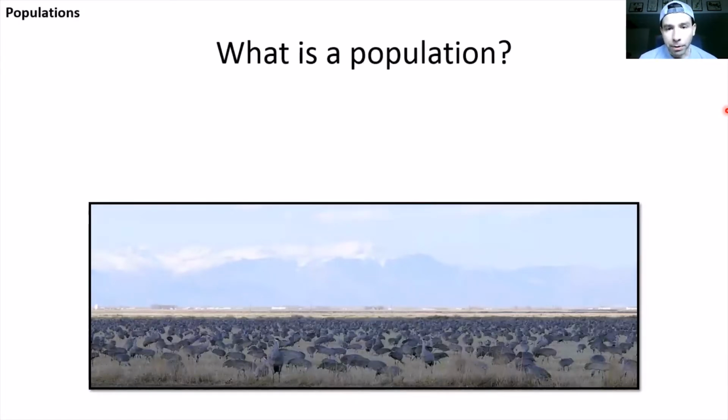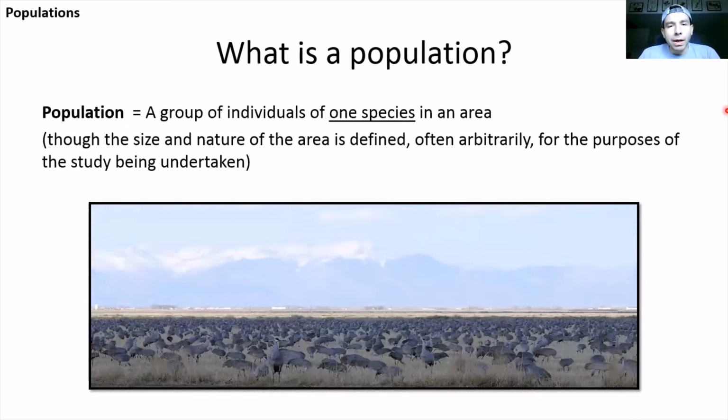All right, let's talk about populations. What is a population? Here I took this photograph of a population of sandhill cranes in Colorado, but how do we define a population? A population is a group of individuals of one species in one area, although the size and the nature of the area is defined somewhat arbitrarily for the purposes of the study being undertaken.